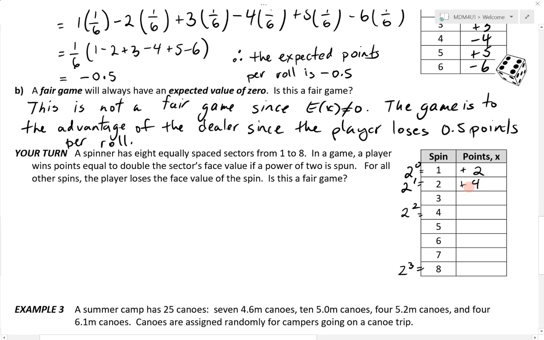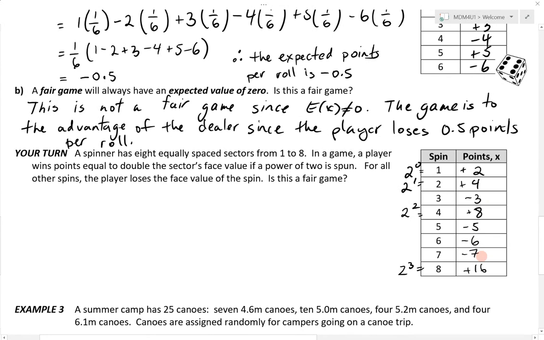And I'll put plus signs to say that we're winning these points. And then here I'll have 8, and then here I'll have plus 16. For every other area, you're going to lose points. Okay, so for all other spins, the player loses the face value of the spin. So for sector number 3, you lose -3. Here you lose -5. Here you lose -6, and here you lose -7.